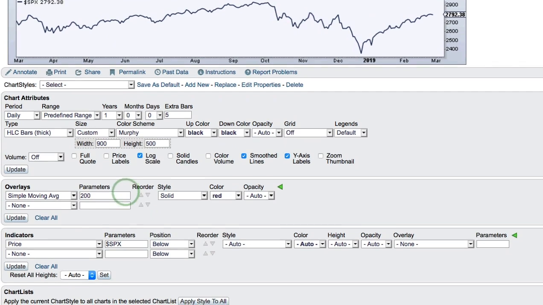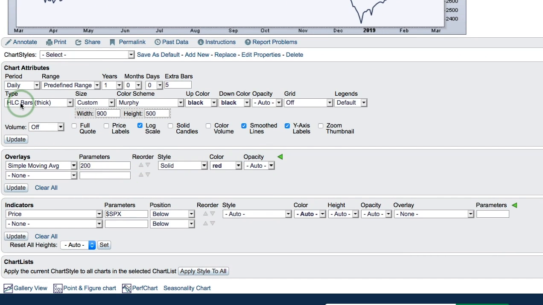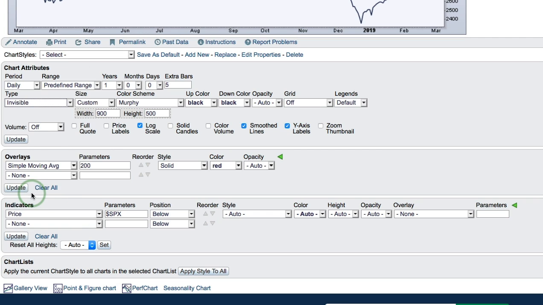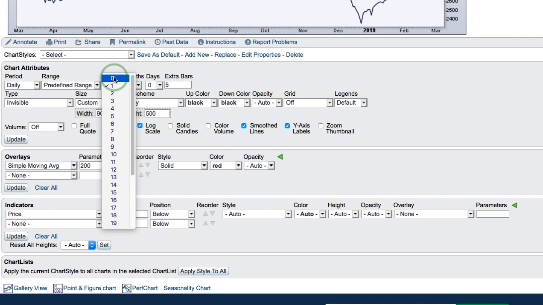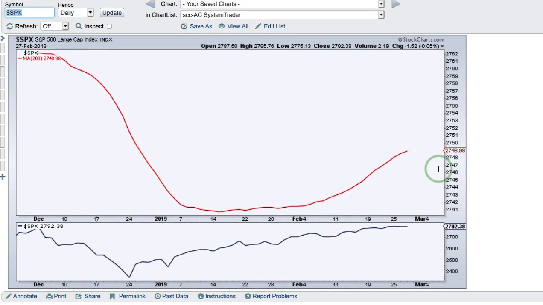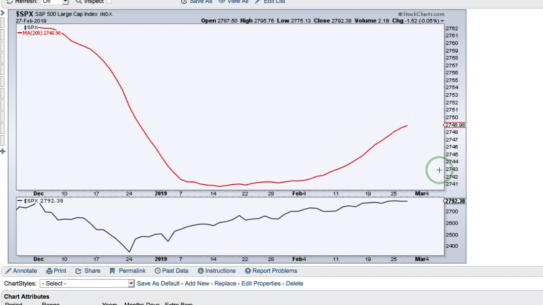So what I'm going to do is go down here, and for chart type, I'm going to change this to invisible. And now for the time frame, I'm just going to go out, say 3 months, and I'm going to leave the 200-day there. And now we'll be able to focus exclusively on the 200-day moving average. So there you can see that the 200-day bottomed here in the middle of January and started turning up there and has been going up since February.